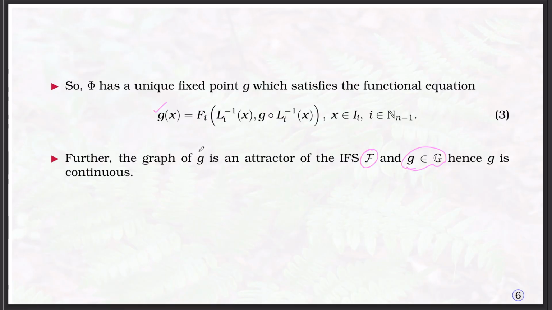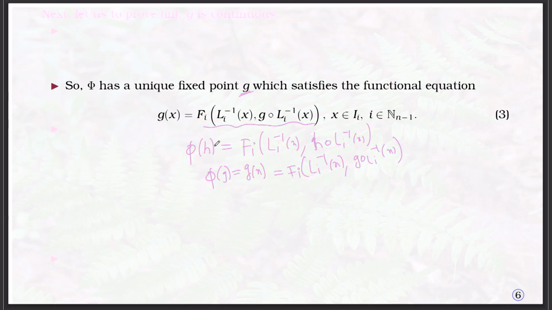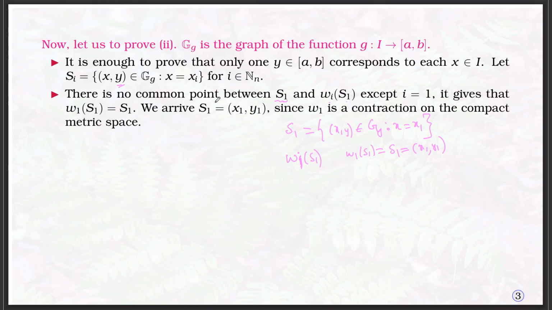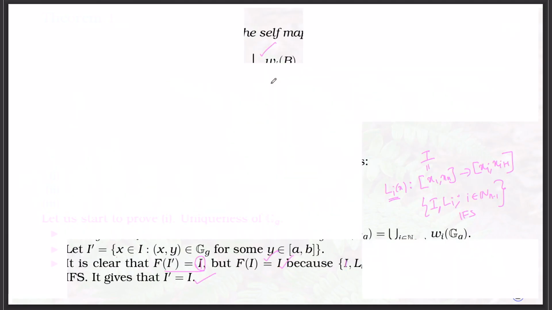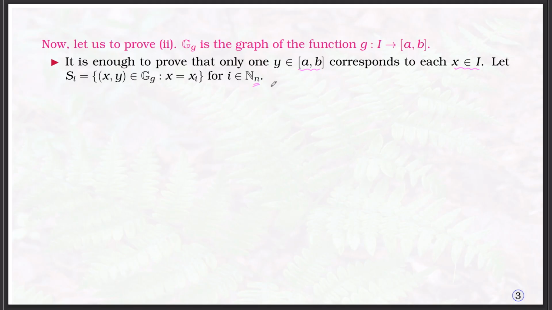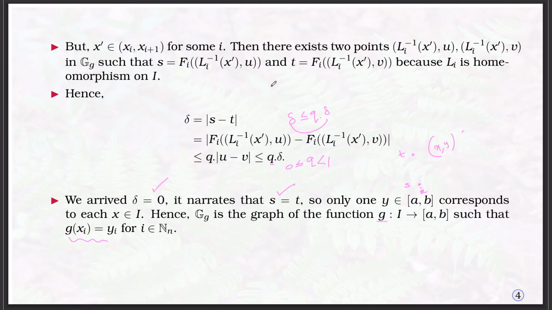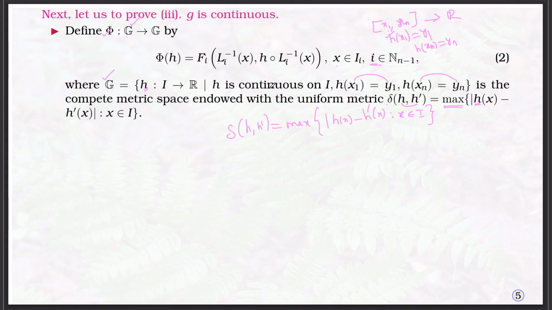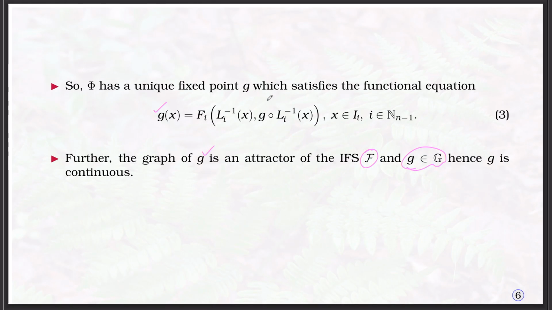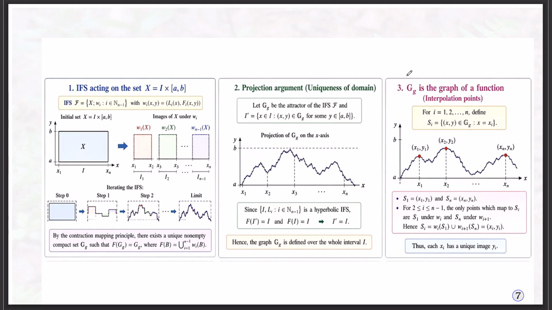So, now we have proved that g is a continuous function, and that the graph of g is the graph of a function from I to [a, b] satisfying g of x_i equal to y_i. We already proved this, and the attractor is a unique set. Therefore, we can conclude that the graph of g is the attractor of a continuous function passing through the given set of data points. This theorem can be summarized here.